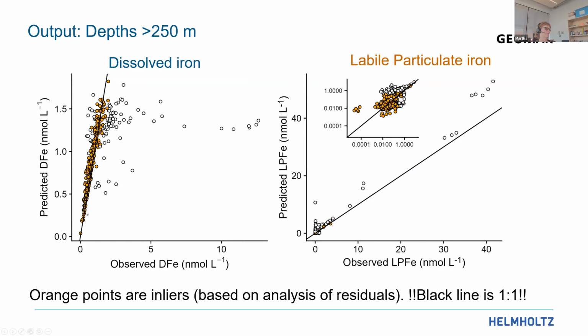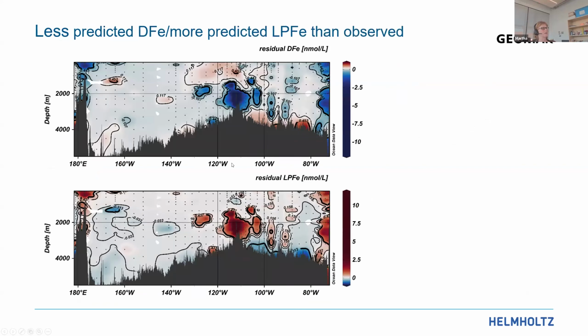And so all the orange data points are the inliers, according to this analysis of residuals, and all the clear data points are outliers. So then it becomes interesting to know where these outliers are. Are they just randomly scattered, or are they in particular places? And of course, they're in particular places, otherwise it wouldn't be interesting.